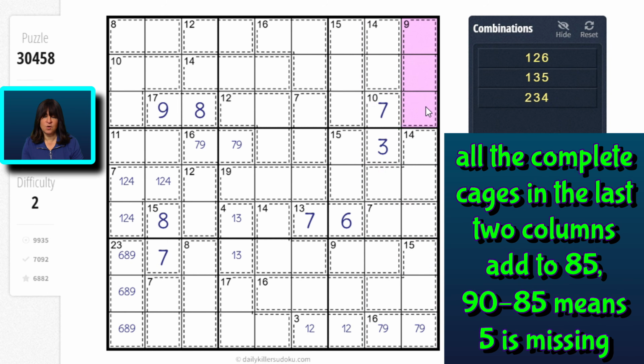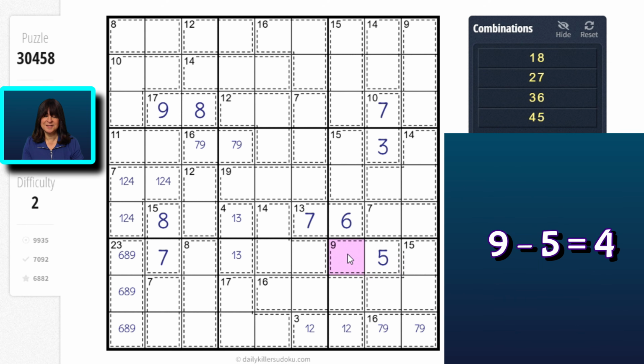So let's highlight all the complete cages in these last two columns. Okay, that adds up to 85. There's just one cell here that is not part of a complete cage in columns 8 and 9. It's part of a cage outside of that. So these highlighted cells add up to 85, and it needs to add up to 45 plus 45, or 90, for the two columns. So this missing cell has to be a 5, right? And that means that this cell is a 4.